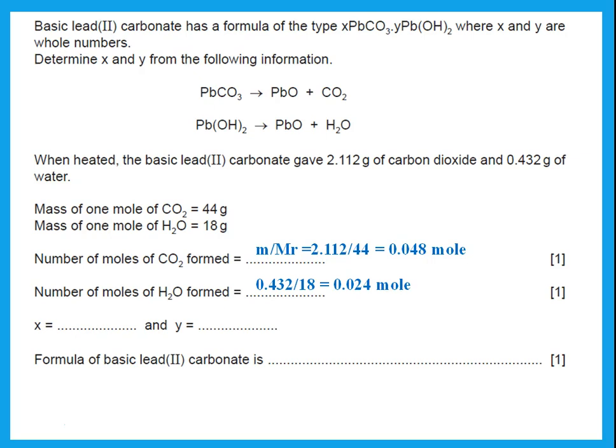But I need to simplify these numbers in order to get X and Y. And we said when we have 2 ratios and we're trying to simplify them, we divide by the smallest. So obviously in these 2 numbers, the smallest is the 0.024. So I divide all through by the 0.024 and I get a ratio of 2 to 1. That means that the X is 2 and the Y is 1, and that means that the formula now is this. Of course, we do not write a 1 in front of anything, it's understood.